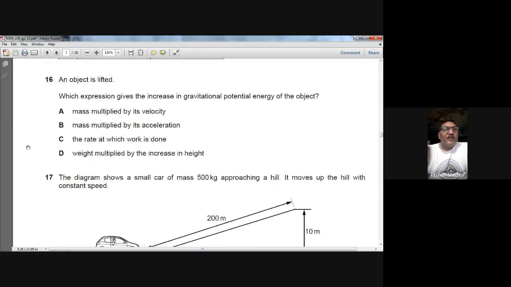On your screen we have question number 16. An object is lifted. Which expression gives the increase in the gravitational potential energy of the object? The gravitational potential energy is mgh, or it could be weight multiplied by height. So D is the option, weight multiplied by the increase in the height. Question 16, D is the option.